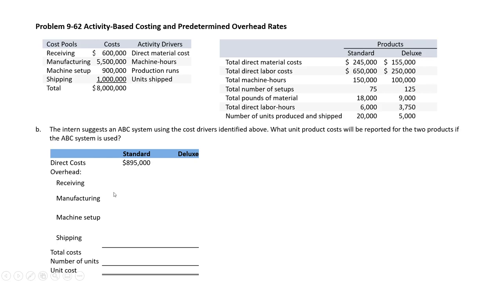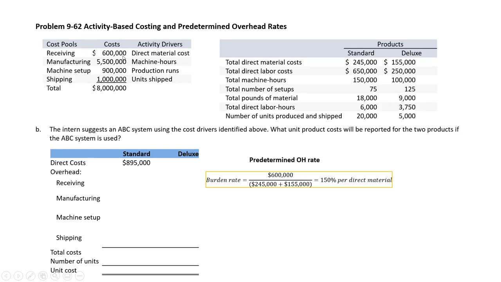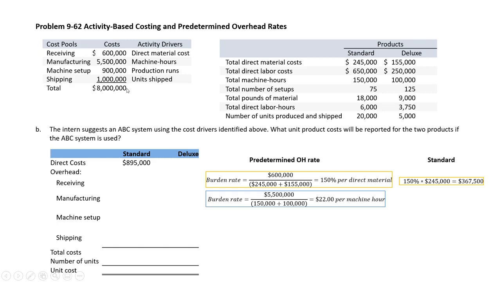So we're going to do these one by one for overhead. Receiving is $600,000 of overhead related costs, divided by direct material cost, which is $245,000 for standard, $155,000 for deluxe, that's $400,000 total. Divide that into $600,000, and we get a rate for receiving of 150% of direct material cost. 150% times direct material costs for standard of $245,000 means we're applying receiving related overhead to standard of $367,500.